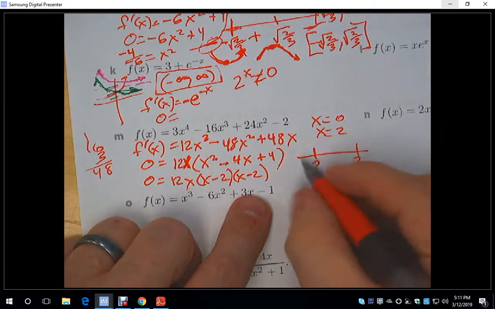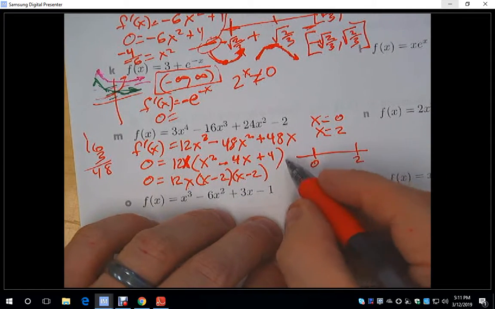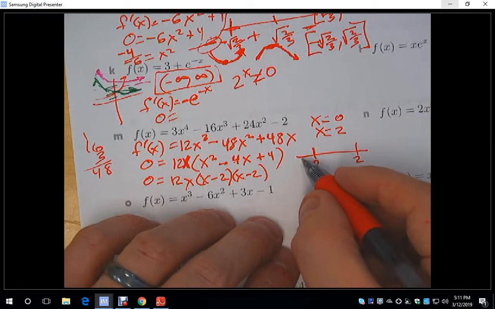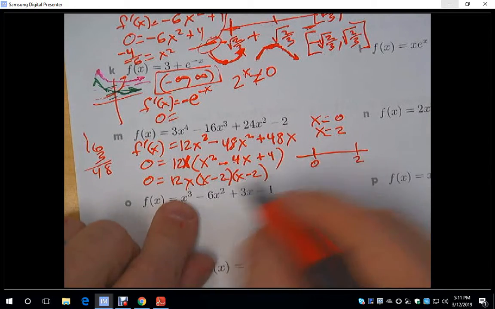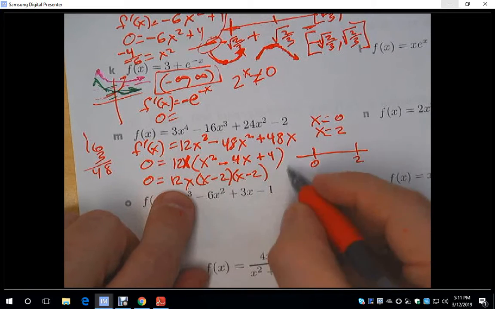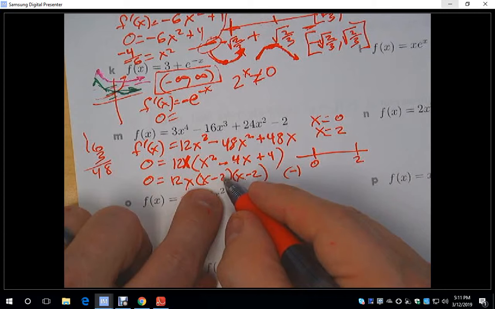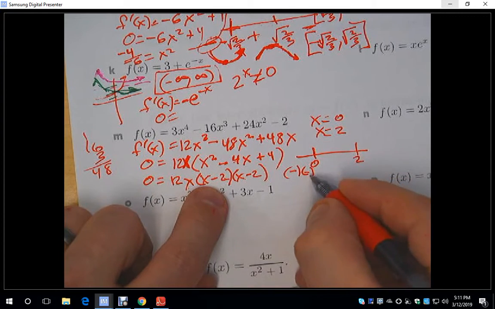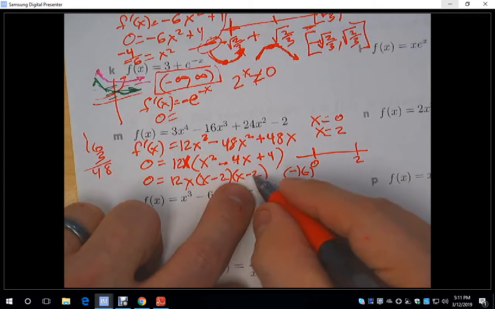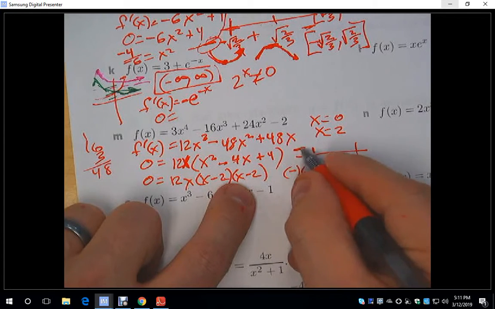So I'm going to use my sign diagram. Find some value to the left of 0. How about, I don't know, negative 10? If I plug in negative 10 here, 12 times negative 10 is a negative number. If I plug in negative 10 here, negative 10 minus 2 gives me a negative number. And then if I plug in negative 10 here, negative 10 minus 2 gives me a negative number. A negative times a negative times a negative is a negative. So on this side, we have a negative slope.